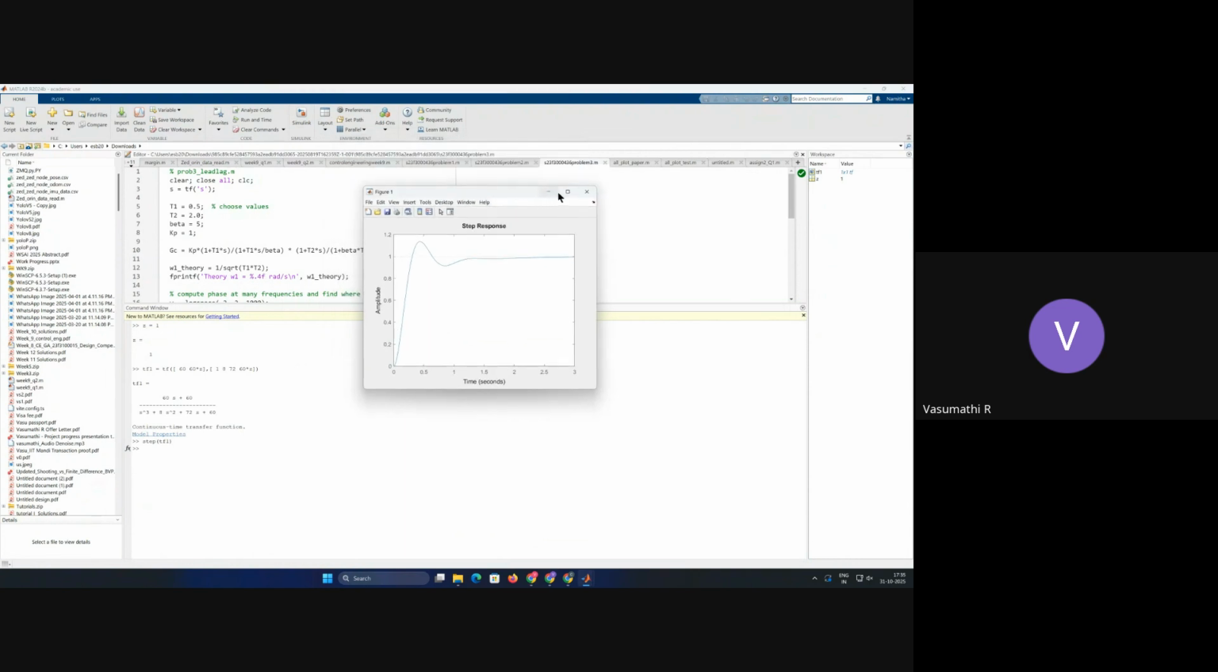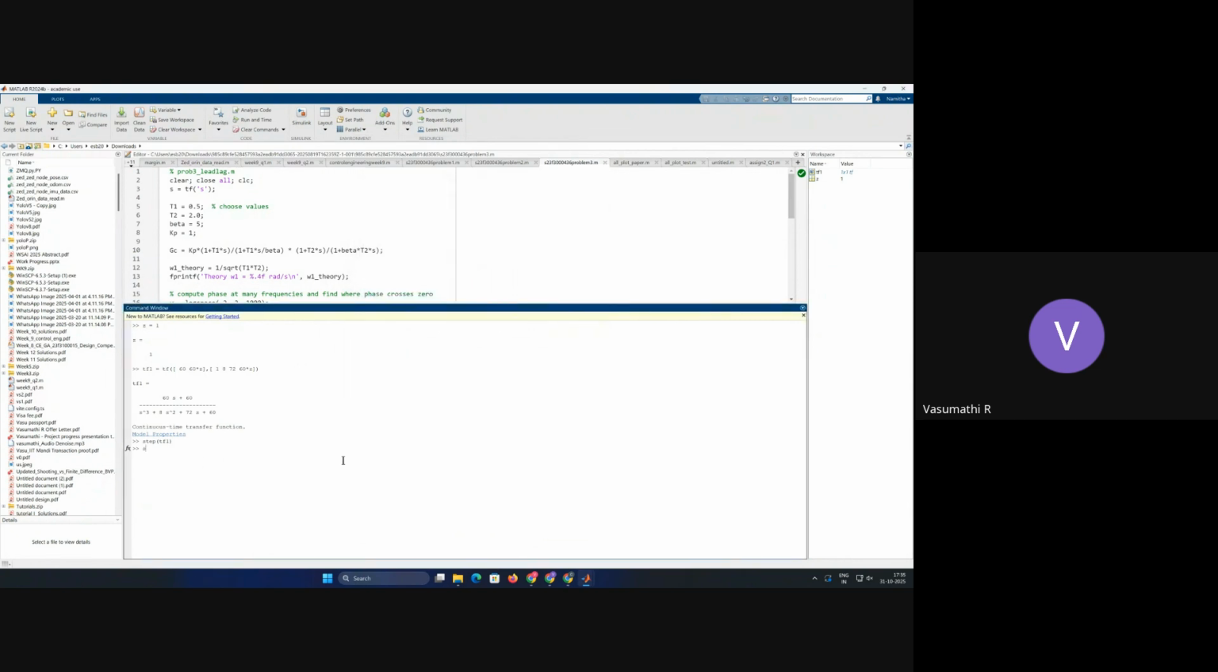Okay, so this is my step response. If I see this, this becomes 1.13 instead of spending time here. It's just another command, step info, that will give me all the transient response specifications. So if you see this, here the overshoot is 13. Let us just increase the proportional constant that increases the overshoot.